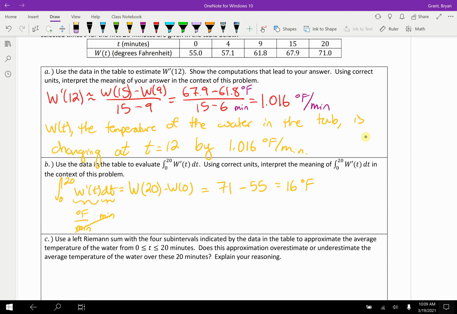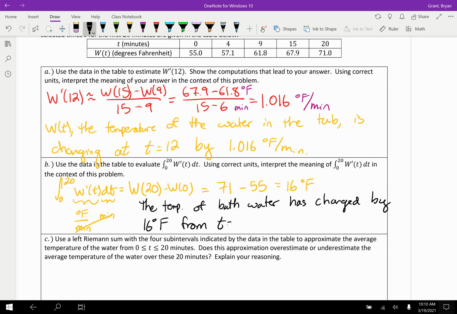What is the meaning of this? Well, when you subtract two values, you're looking at the difference in them. So we're looking at the difference in the temperature from a time of 20 and a time of 0, right? So the W of t is the temperature in the bathtub. The temperature of the bath water has changed by 16 degrees Fahrenheit from t equals 0 to t equals 20. You could say increased because it's positive. I just find changed is a little bit easier, but totally up to you. That's it.